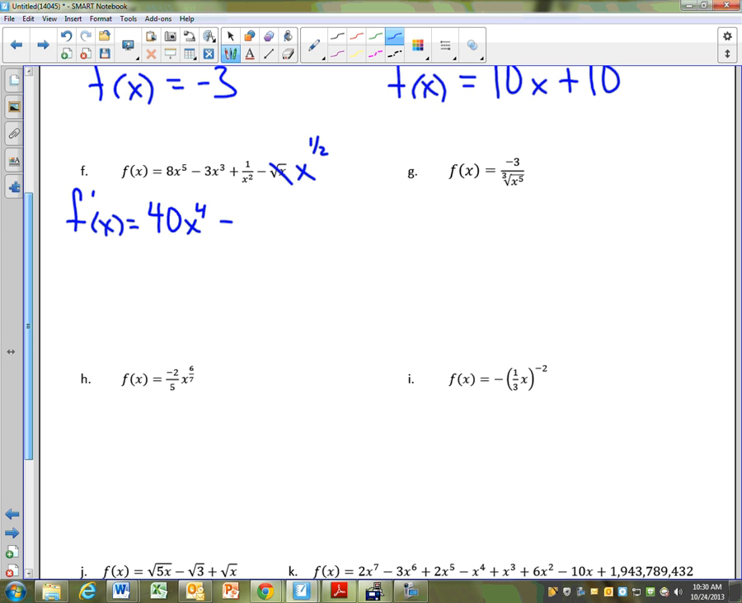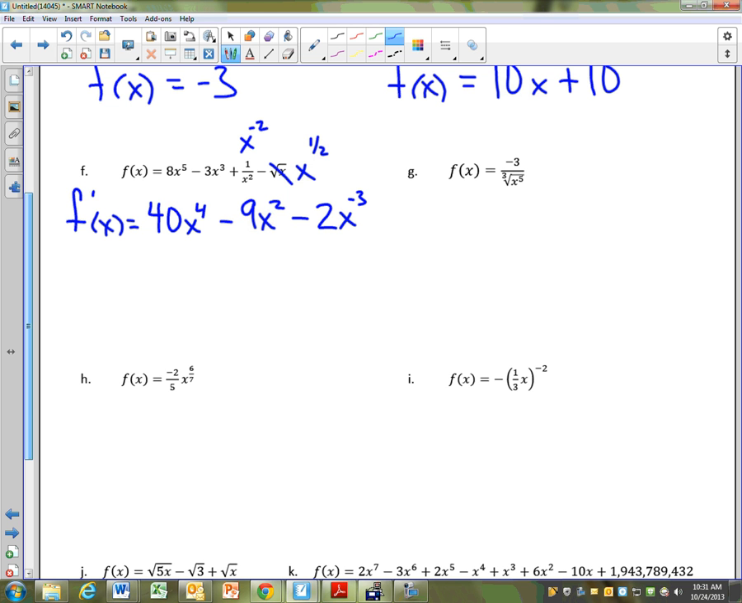Minus, what's the derivative of 3x to the 3rd? 9x squared. Ooh, 1 over x squared. Maybe I should rewrite that as x to the negative 2. Okay, so I have to rewrite it in power form all the time. What's the derivative of x to the negative 2? Negative 2x to the negative 3. You have to subtract 1.